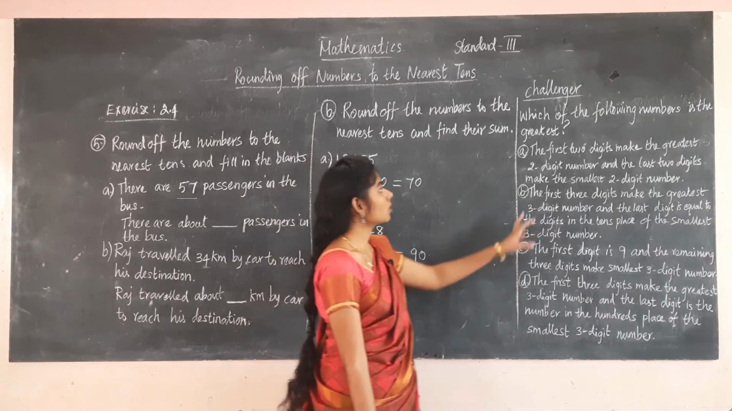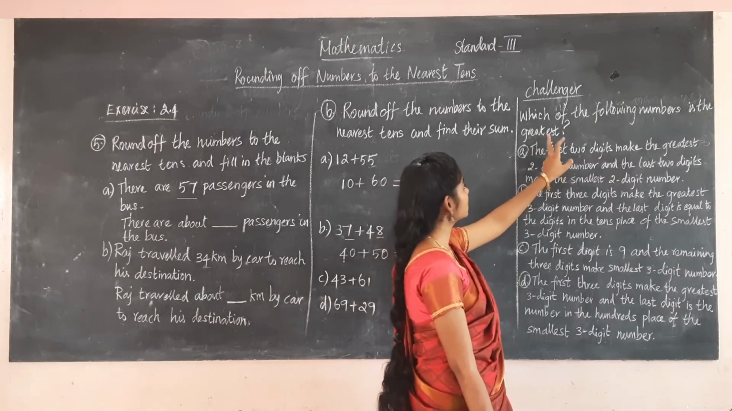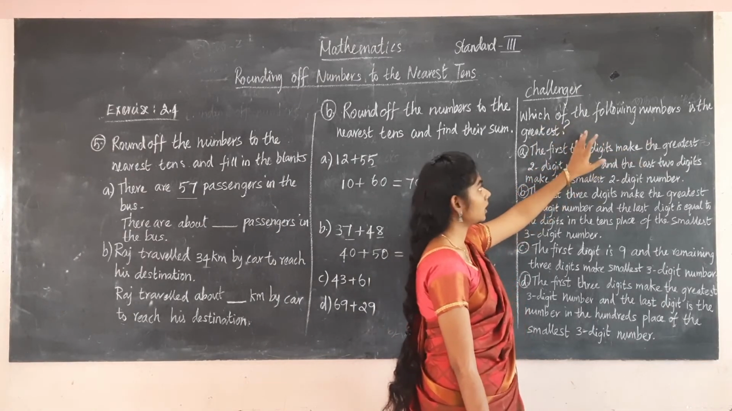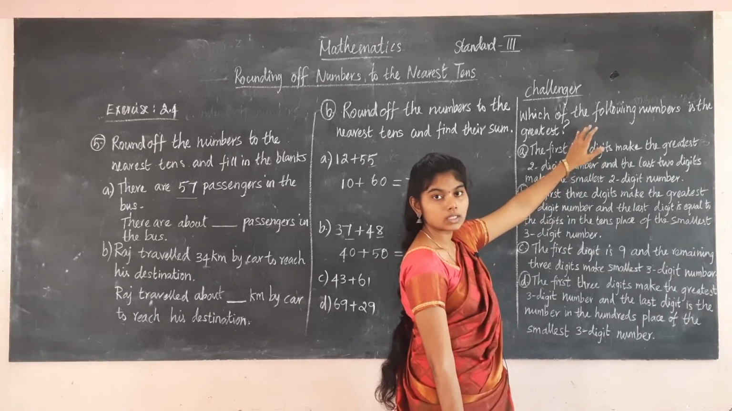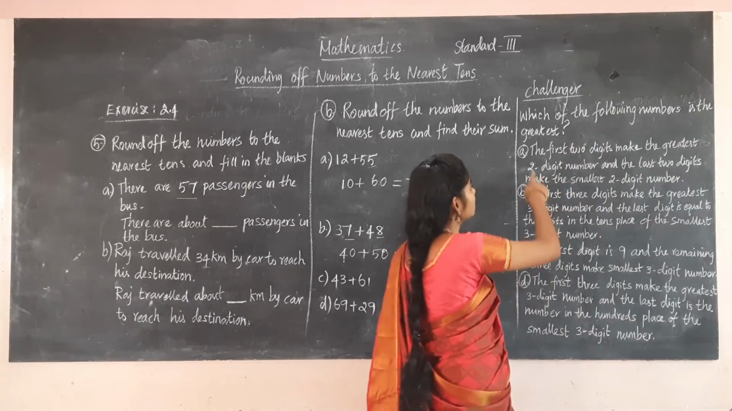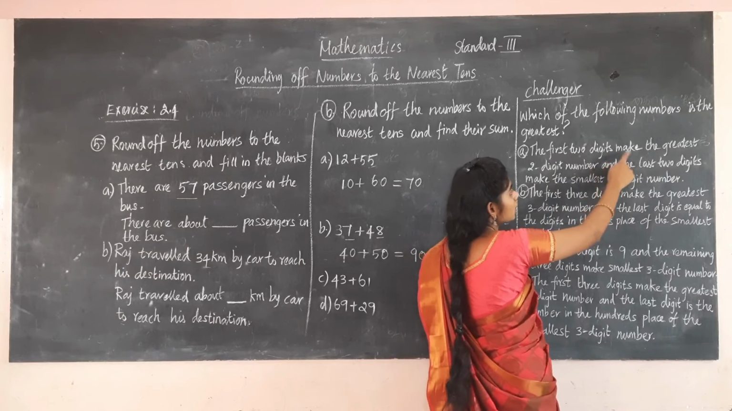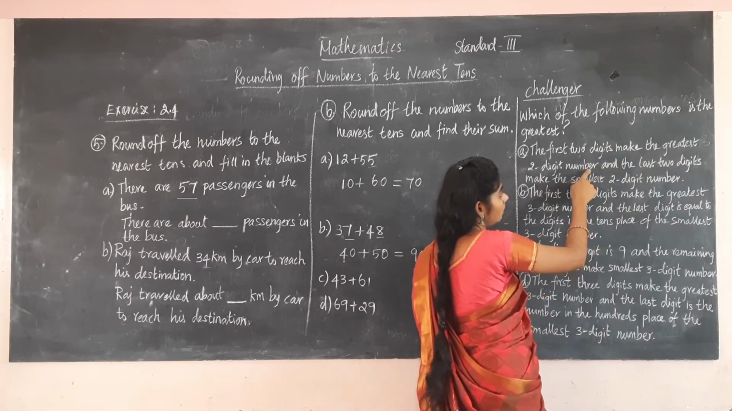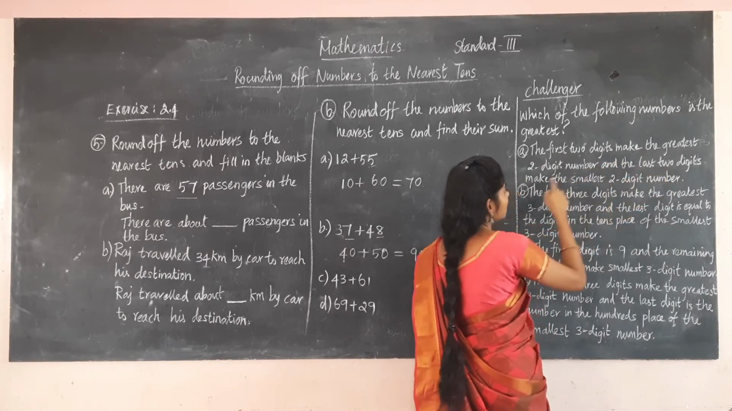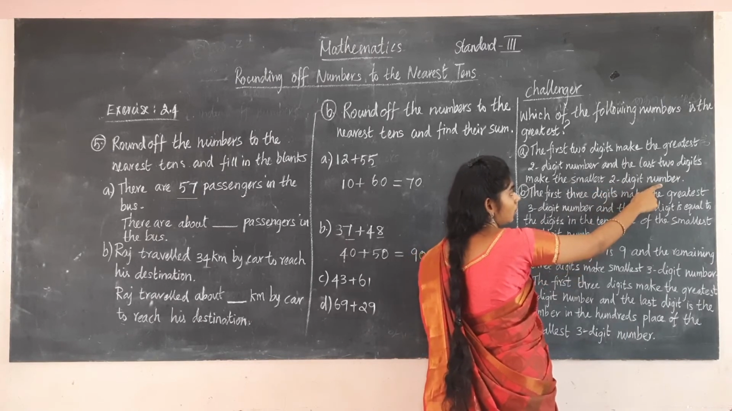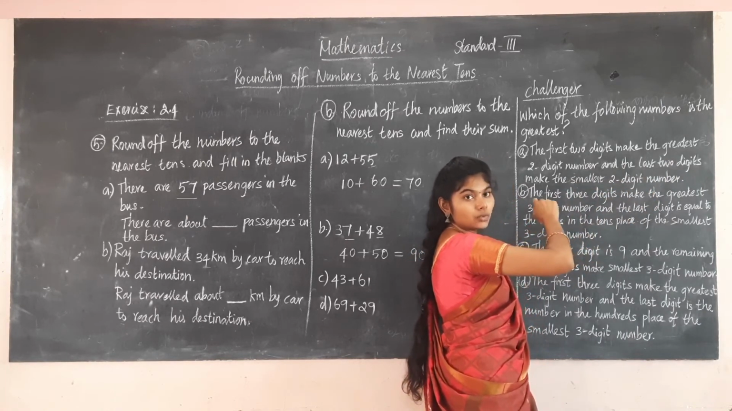And I am going to give you one challenge. Which of the following numbers is the greatest one? You are going to find which one is the greatest. The first option says: the first two digits make the greatest two-digit number and the last two digits make the smallest two-digit number. If you can't understand, just read it again.